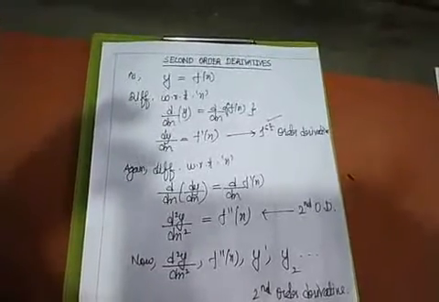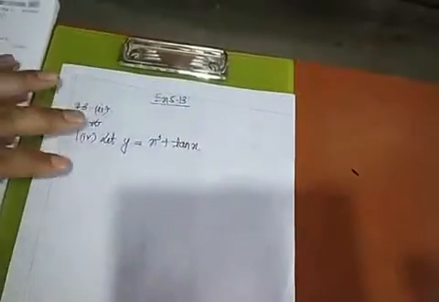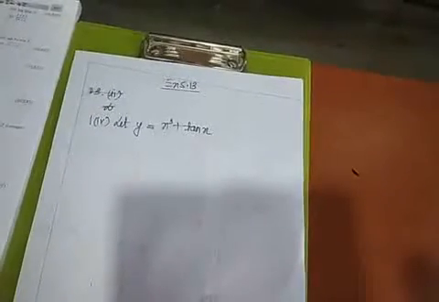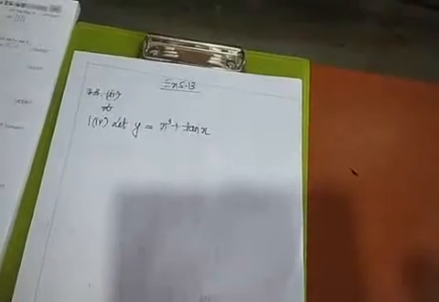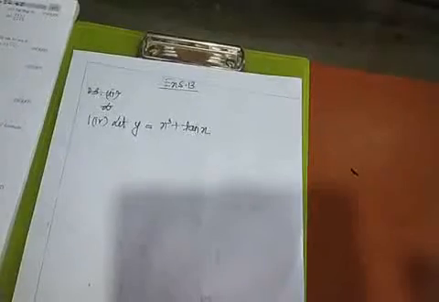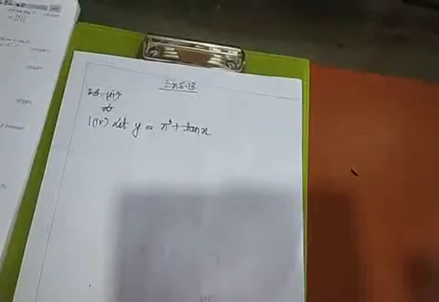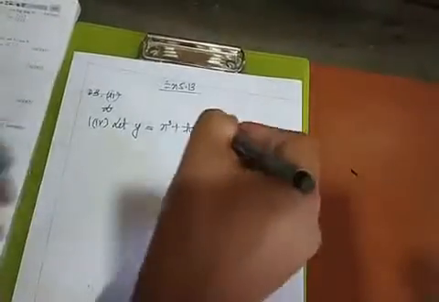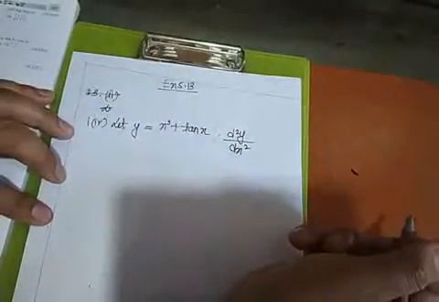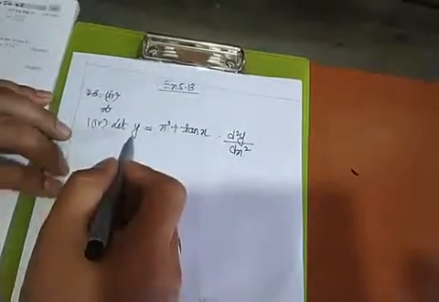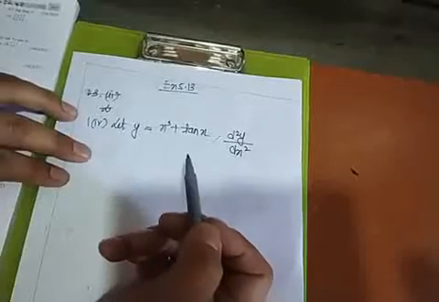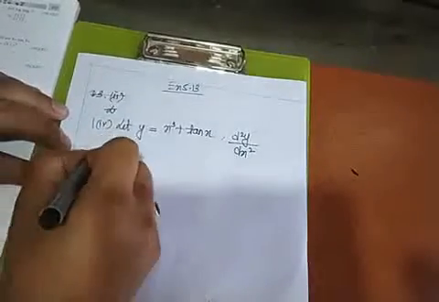So we are now moving to the exercise. We are moving into question number 1, exercise 5.13, question number 1, part 4. The question is to find the second order derivative of the following function. You need to find the second order derivative of this function y, which means we need to find the value of d2y by dx square. Very simple. First find dy by dx, differentiate again with respect to x, then we get d2y by dx square. So let's start differentiating.